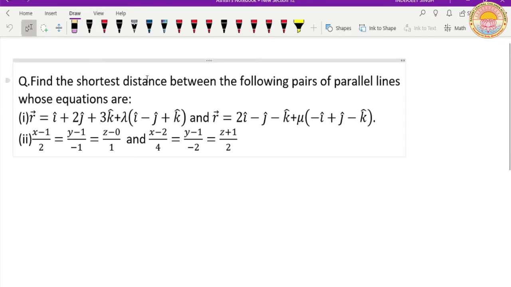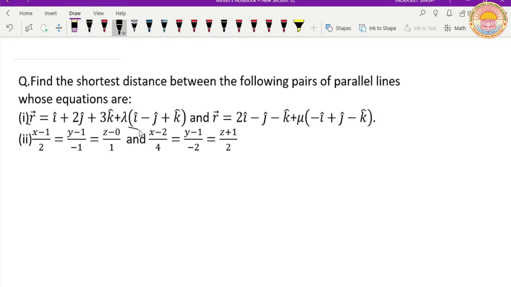The question is: find the shortest distance between the following pair of parallel lines, whose equations are: vector r is equal to i cap plus 2j cap plus 3k cap plus lambda times (i cap minus j cap plus k cap), and vector r is equal to 2i cap minus j cap minus k cap plus mu times (minus i cap plus j cap minus k cap). So here we are given two lines in vector form.